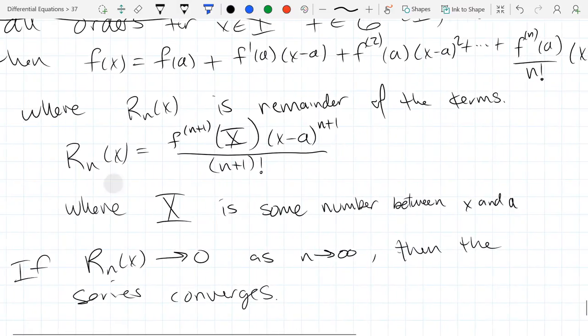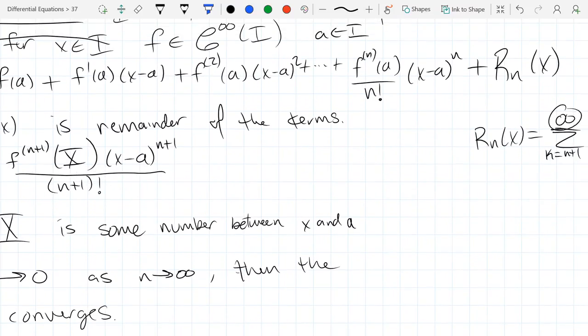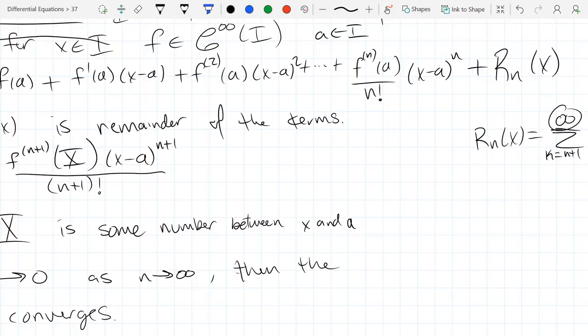What that means, intuitively, is that if I look at the way it's written, I just got lazy and wrote Rn of x for these terms at the end. If I went a whole lot further, instead of stopping at n, if I stopped at n plus a trillion, this remainder would be really small. If I stopped at n plus 100 trillion, this remainder would be even smaller, meaning that eventually, if you pick a big enough n, this gets very, very small, which is to say that it converges itself. So that's a way to look at the remainder and decide about convergence.